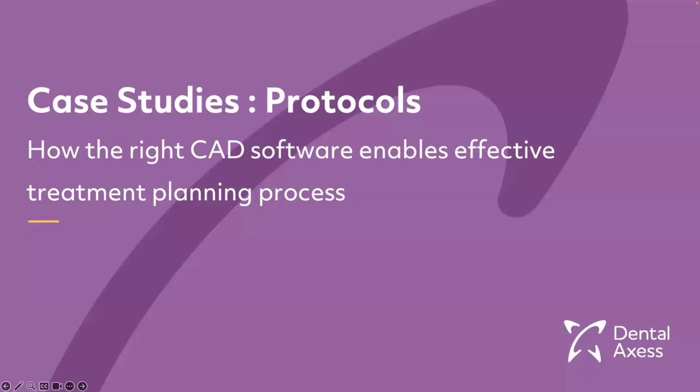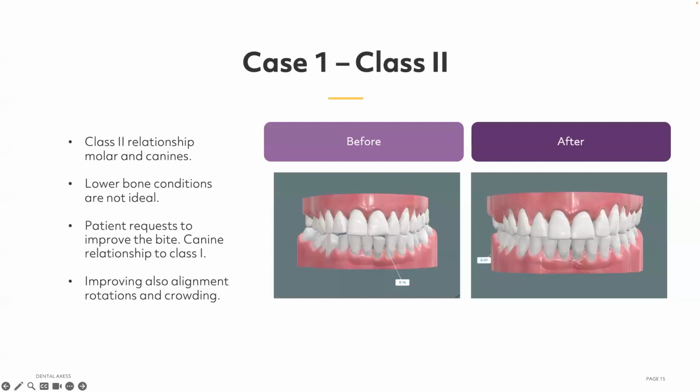Now we are going to see a few cases with the Vision software to review protocols. One is a complex case, and the other one is a more common case that we are going to take a look at. The first one is going to be the complex case. This one is a class 2 case with lower bone condition not ideal, and we are going to improve the canine and molar relationship and also improve the alignment.